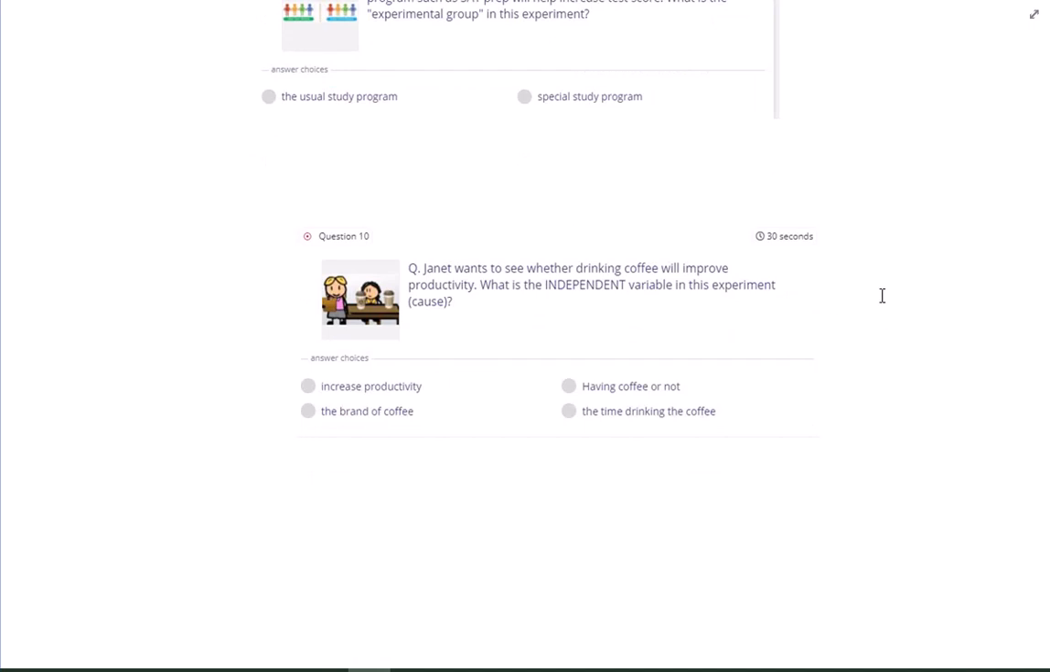And the last question, and this is asking you to say what is the independent variable. And remember, the independent variable is the one that you change. Janet wants to see whether drinking coffee will improve productivity. So the thing that they're going to change in this experiment is whether or not the person has coffee. And if they do have coffee or they don't have coffee, then you'd measure, that would be the dependent variable, whether their productivity will improve.